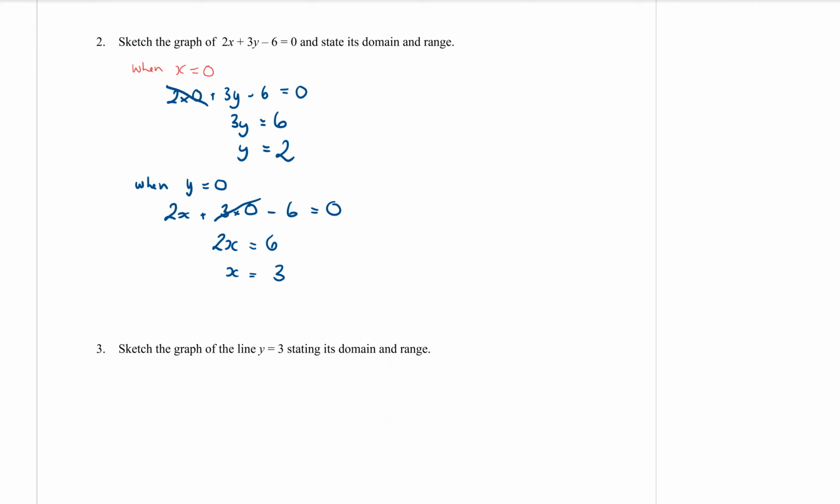I just need a little sketch of that over on the side. The main thing is that you are showing clearly those intercepts. So x-axis, I have x equals 3. 1, 2, 3. Put a cross at that one. My y-axis, y equals 2. 1, 2. Cross on that one. And then join it up.